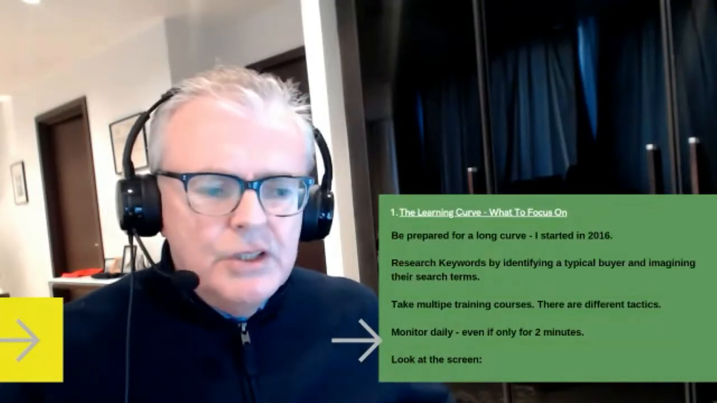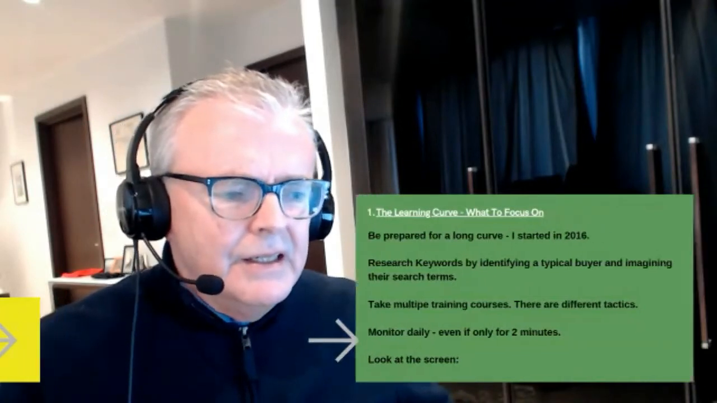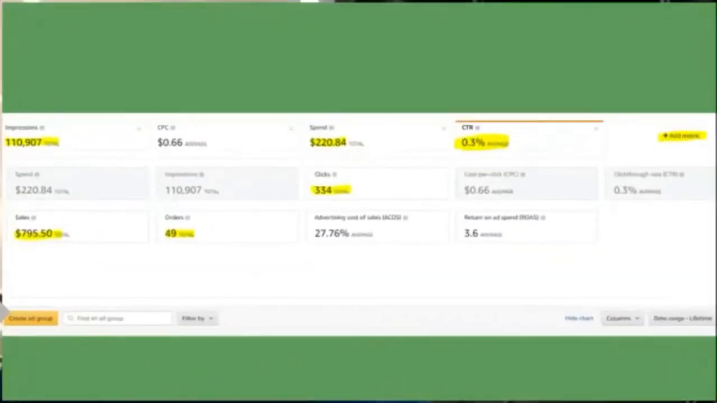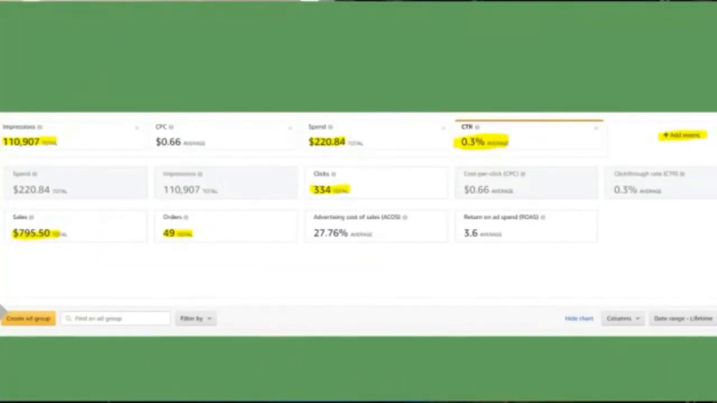So I'm going to just look at the screen. I'm going to show you the type of information you get on the dashboard. You're going to get a table under that, and there's a menu on the left and some menus on the top, but this is the middle part of the data you see on the Amazon Ads dashboard. I've highlighted some key figures here, so that you're comfortable with some of the figures and what they mean.